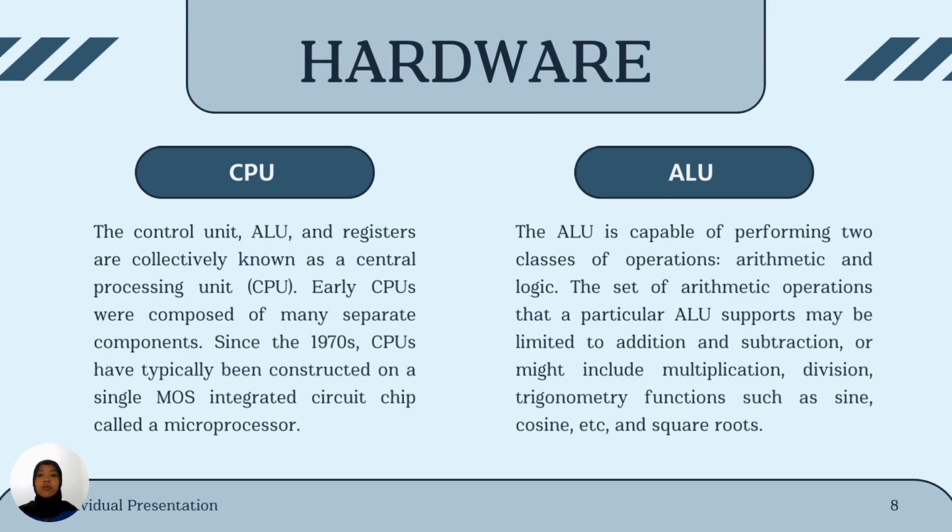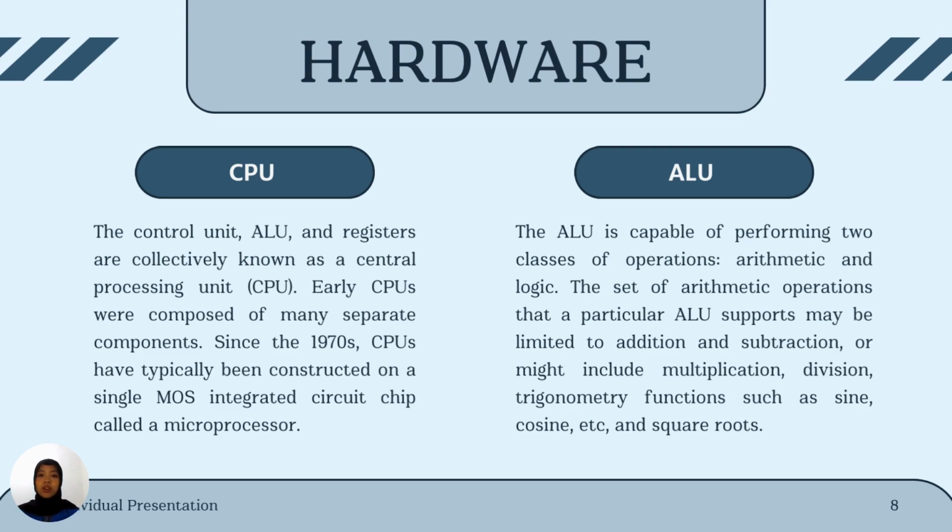CPU or Central Processing Unit. The control unit, ALU and registers are collectively known as a central processing unit. Early CPUs were composed of many separate components. Since the 1970s, CPUs have typically been constructed on a single MOS integrated circuit chip called a microprocessor.